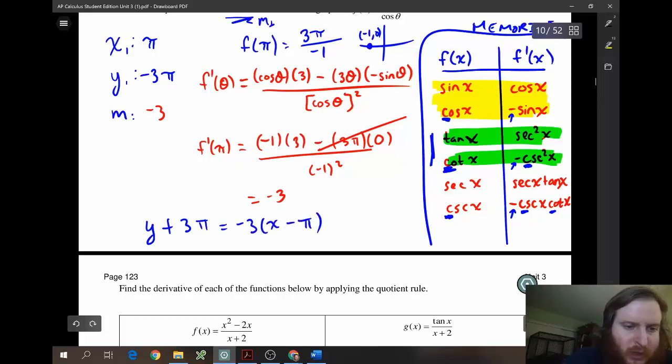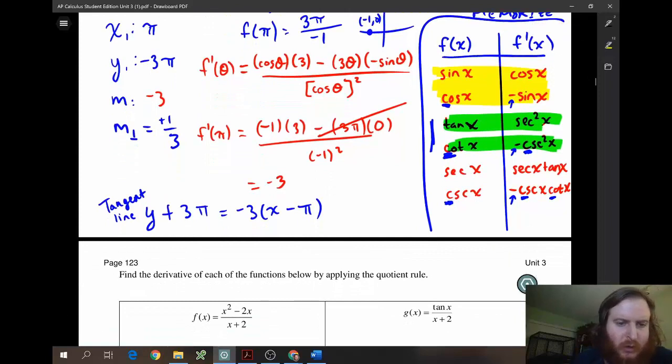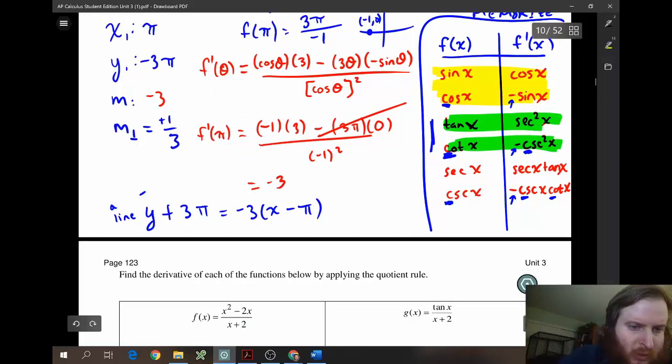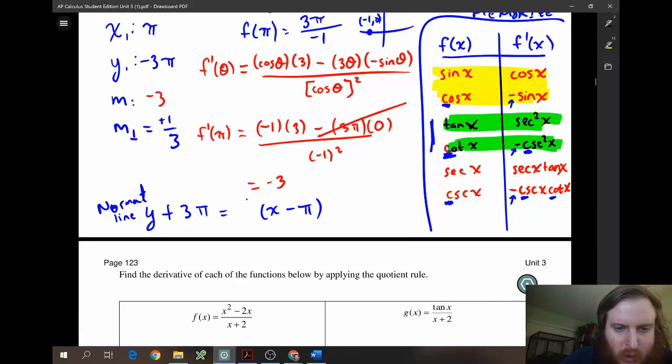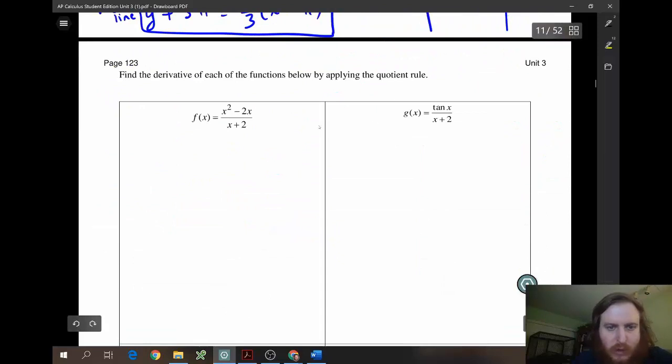Now, that would be the equation of the tangent line. But they did not ask me for the tangent line. They asked me for the normal line. So you may even want to just add that in there, plus 1/3. I'm kind of running out of room. In your notes, you can write them both down, but I'm just going to go ahead and switch this to our normal line. Our normal line will switch, instead of the negative 1/3, to positive 1/3 for that slope. So y plus 3 pi equals 1/3 times x minus pi. That's our normal line.